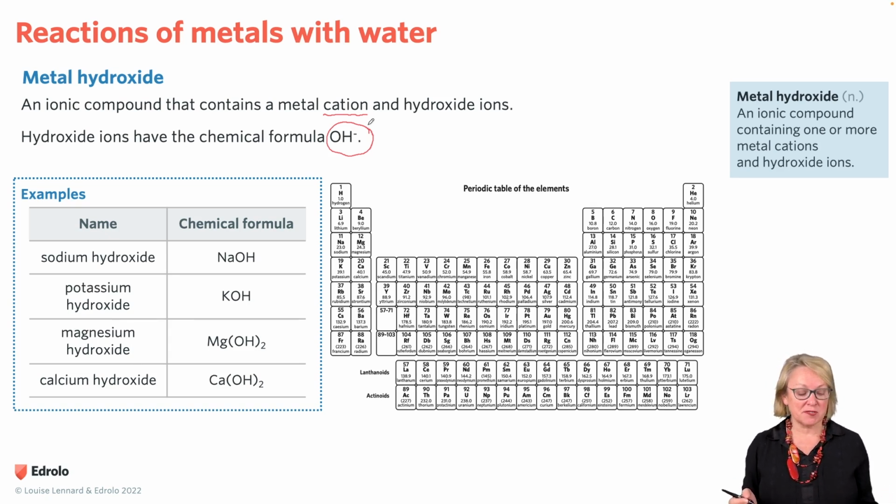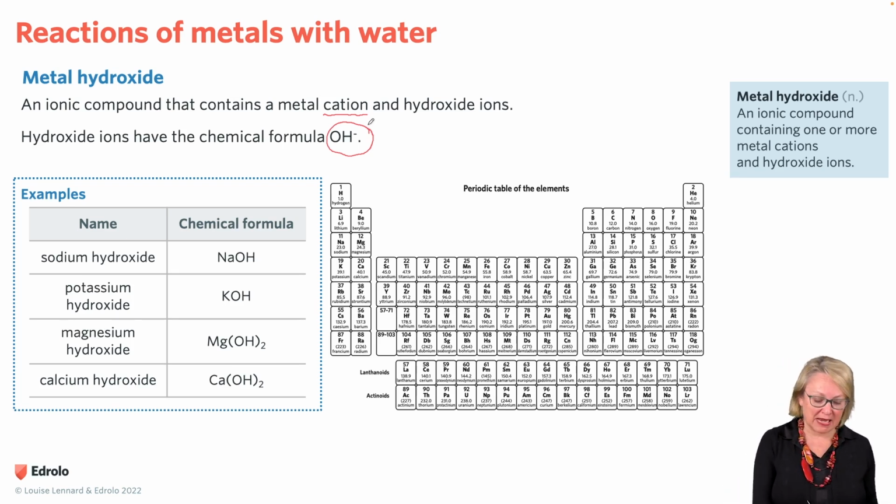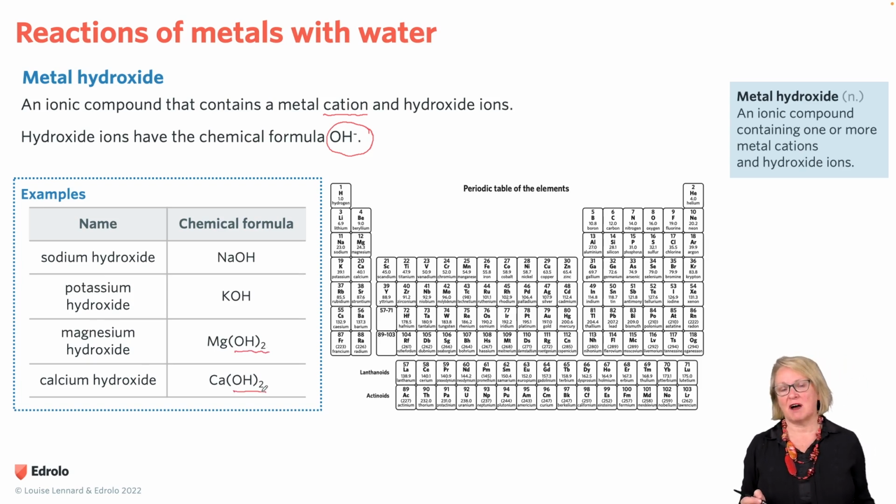So some examples: sodium hydroxide, which you've probably heard of, NaOH, potassium hydroxide, KOH, magnesium hydroxide, and calcium hydroxide, which both have brackets OH2 to signify that they have two hydroxide ions in those compounds.